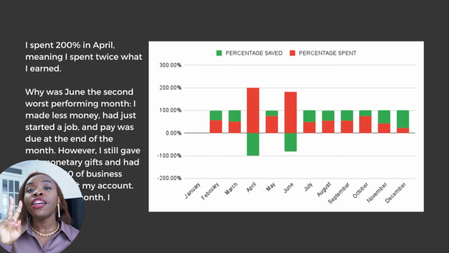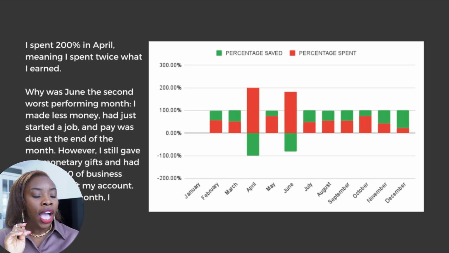And then June was the second worst performing month for me. I spent a whole lot more than I saved, as you can see indicated by the red bar here. The reason why June was the second worst performing month was because I made less money, and also I had just started my 9-to-5 job in June, so the salary had not come through yet. Also what I noticed was, even though I was not earning a lot in June, I still gave a lot of monetary gifts, which is something that I'm realizing I need to be very conscious of. I'm a giver. I like to give, but I realized I need to start putting a cap on the gifts I'm giving to people. Imagine me not earning a lot, but then I'm spending so much on monetary gifts, okay?